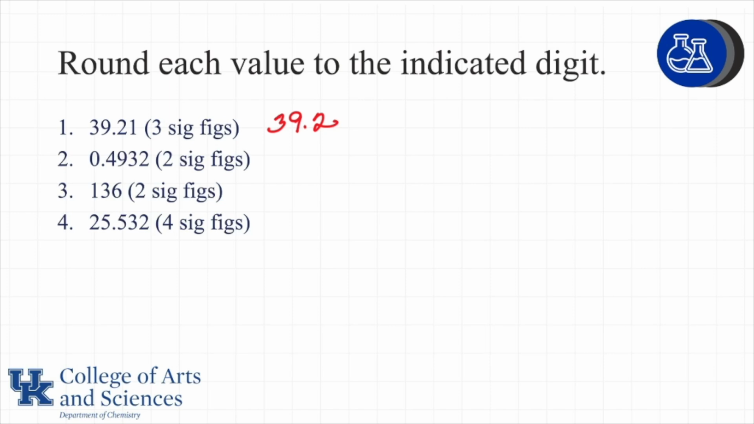Next, we want to round 0.4932 to 2 sig figs. Remember that the 0 at the beginning is not significant. So the 4 and the 9 are the 2 sig figs, and we round that to 0.49 because the 3 is a round down situation. 136, we want to round to 2 sig figs, which would get us to 140, but that creates an ambiguous situation, so we write it in scientific notation as 1.4 times 10 to the second. For the last one, we have 25.532, and we want 4 sig figs, so we end up with 25.53.